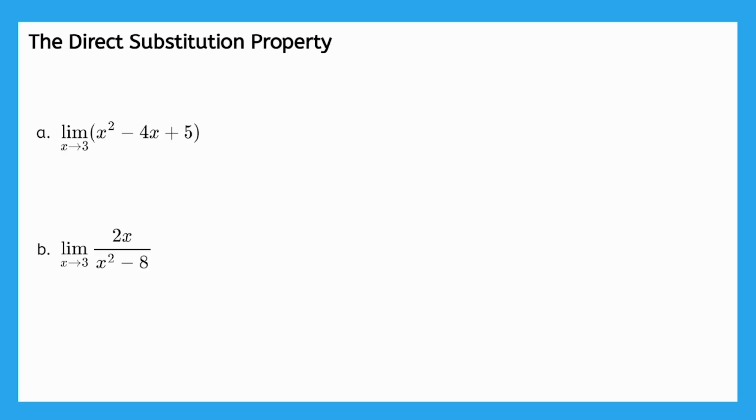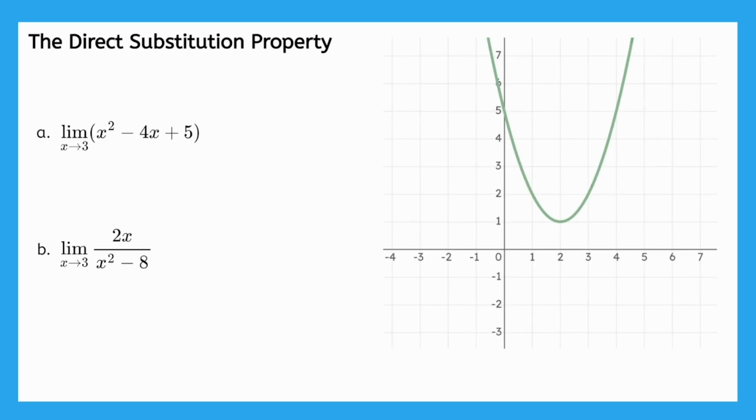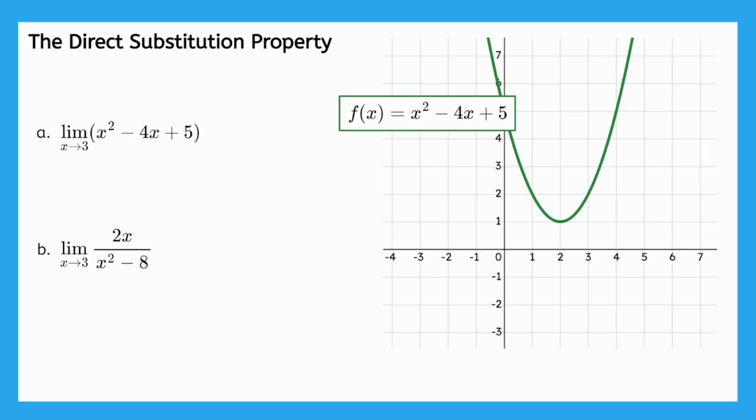Why does the direct substitution property make sense for polynomial and rational functions? Let's look at the graphs of the functions from the pre-video activity. Here's the quadratic function from the first limit, which is a parabola. What happens as we approach x equals 3? We simply approach the actual value it has at x equals 3. In other words, the limit as x approaches 3 of f of x is just f of 3, which is exactly what the direct substitution property says.